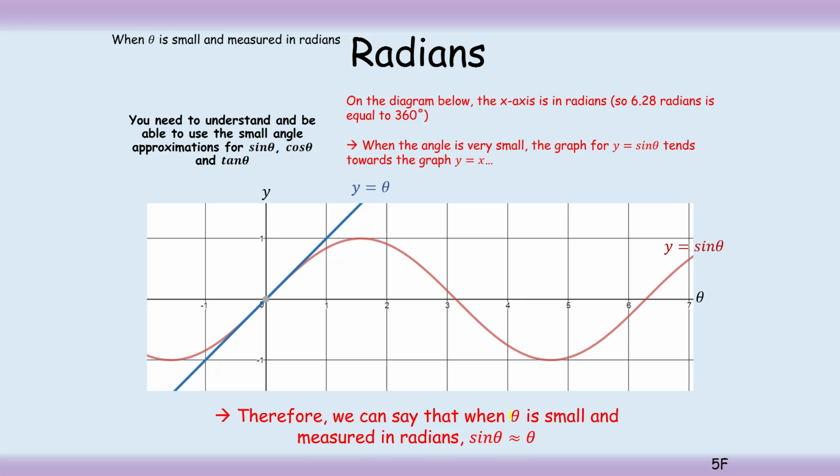So when theta is small and measured in radians, we can say that sine theta approximates to theta, and that's up here. So hit pause, sketch the curve, and it's just for very small angles close to 0. We can say that sine theta approximates to theta. Okay, good. So hit pause, make some notes. When you're ready, hit play again.